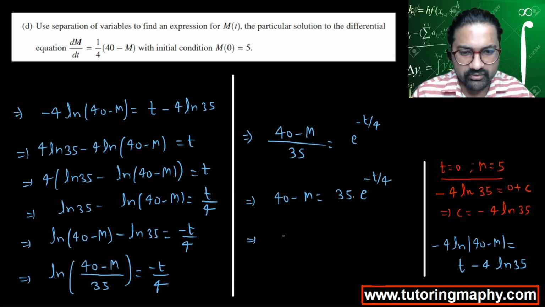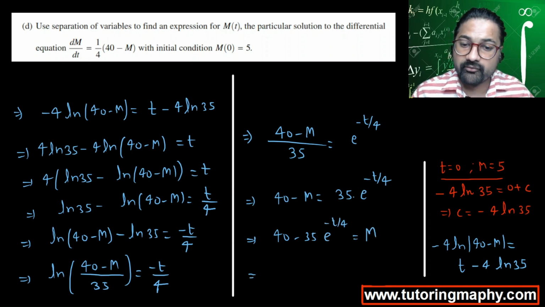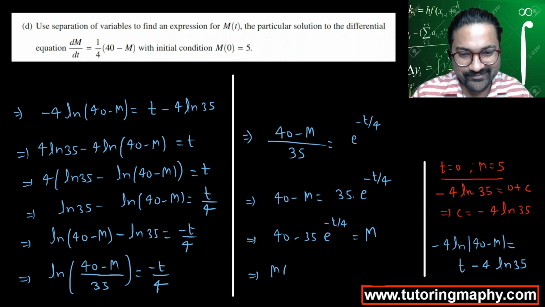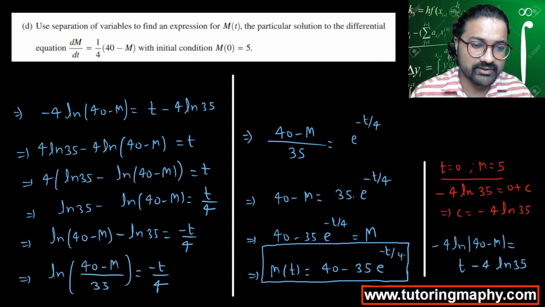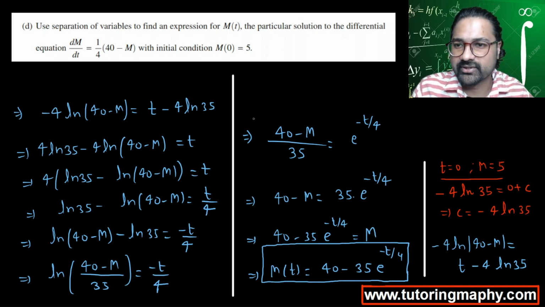And finally, if we rearrange, the value of 40 minus 35 e raised to negative t over 4 is going to be m. Finally, the value of m of t is 40 minus 35 e raised to negative t over 4. I hope I have not made any calculation mistake. Let me know what you think about this. If you're getting a different answer, please let me know in the comment section.